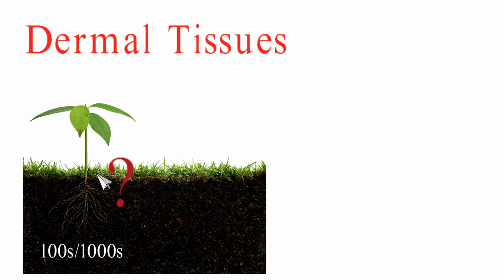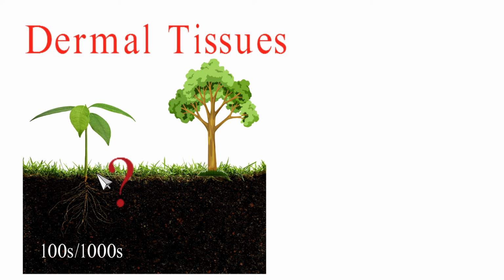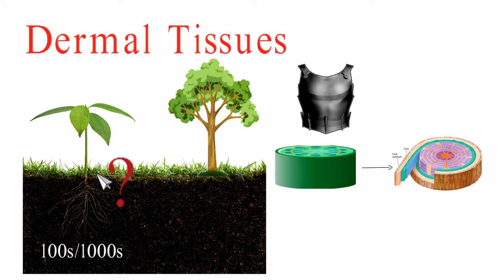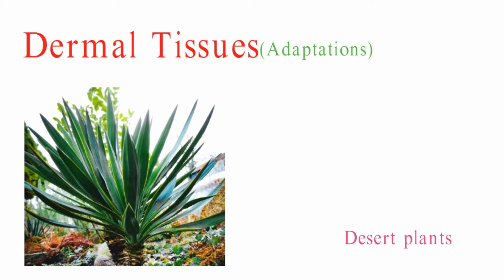root hairs. And in the world of woody plants, cork cells are like nature's armor. They replace the epidermis as the plant grows, ensuring it stays protected and insulated. It's like a superhero costume change. Plants are the ultimate survivors, adapting to their environments in remarkable ways. Check this out. Desert plants have evolved thick cuticles and unique adaptations to thrive in scorching deserts.